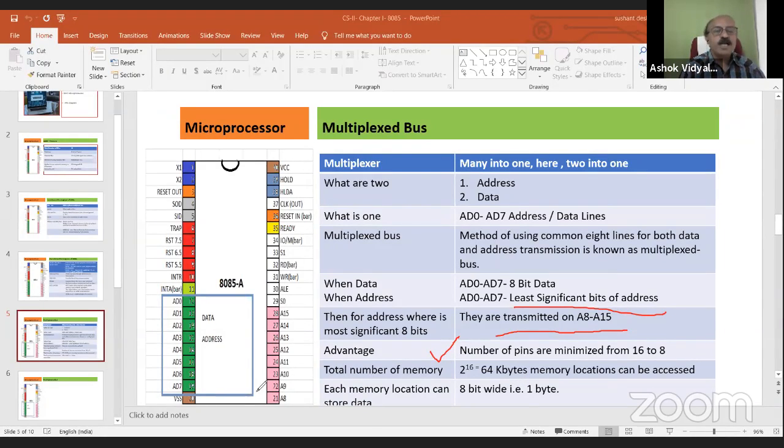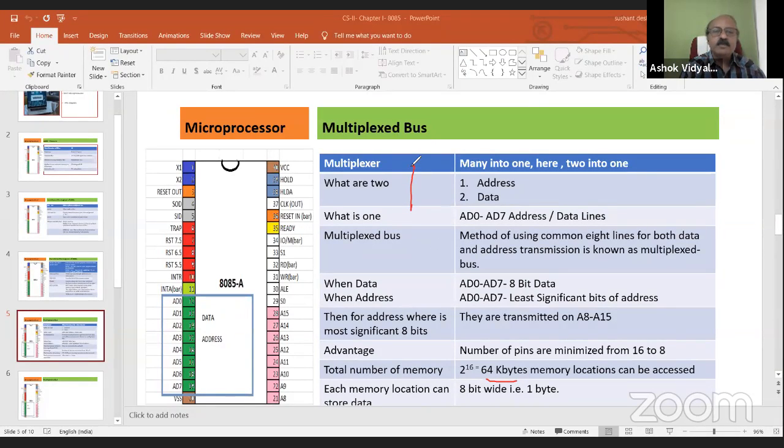Because if you see, 16 bits are to be addressed, and every pin carries one bit. How many bits will be required? 16 bits, because the memory address is 16 bits. So how many lines do we require? 16. But as it is multiplexed, the 8 lines are used for both, so the number of pins is reduced. What is the total number of memory locations that can be accessed? We have seen that 2 raised to 16, that is 64K bytes, of memory locations can be accessed.